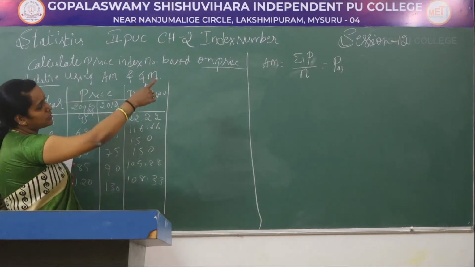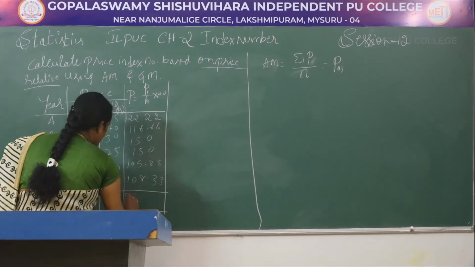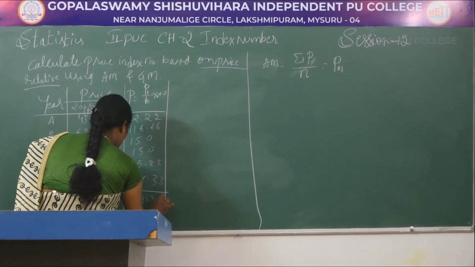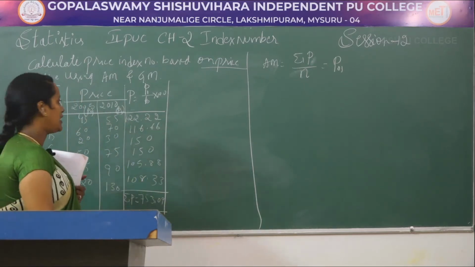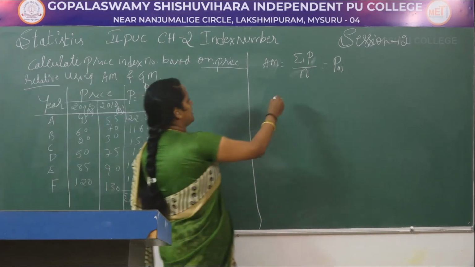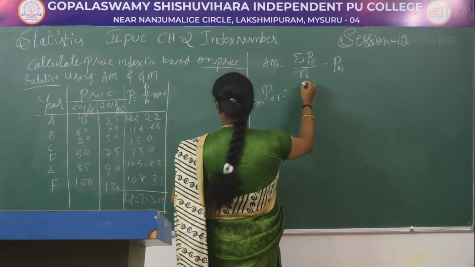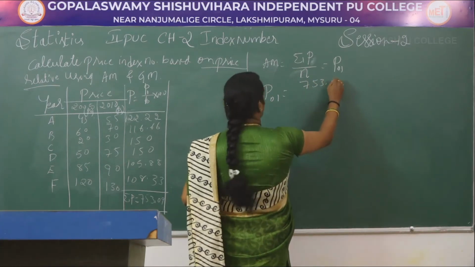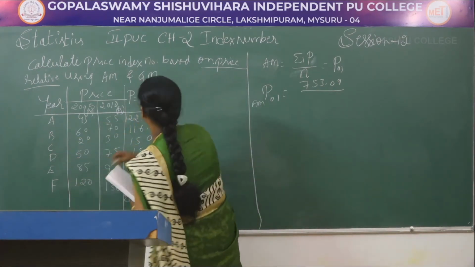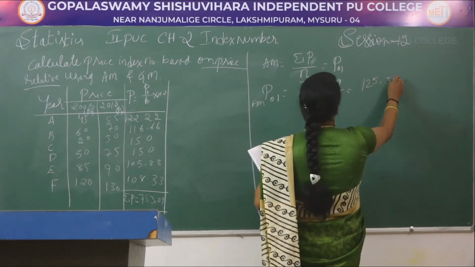Okay, so to calculate AM we want summation P. So I am taking the summation of these capital P values. It is 753.09. N is the number of years: 1, 2, 3, 4, 5, 6. So I will substitute here. It is P01 of AM, 753.09 divided by 6. Number of years is 6. So this AM value is 125.515.